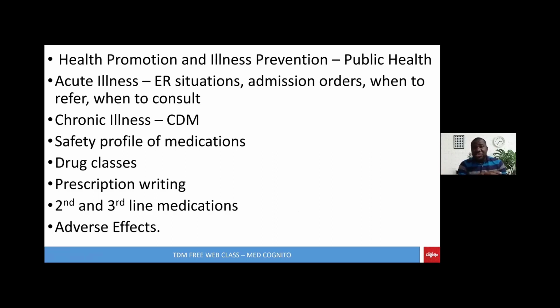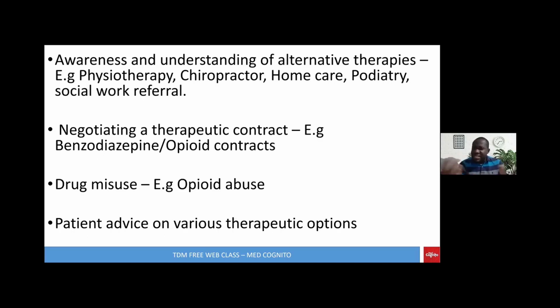All right. You're going to be assessed on chronic illnesses, your knowledge on chronic illnesses, the safety profile of medications, drug classes, your knowledge about how to write prescriptions, which are first line medications, second and third line, adverse effects, for example, your awareness and understanding of complementary and alternative medicine in Canada, herbal medication, etc. Allied practices like physiotherapy, chiropractor services, home care, podiatry, social work, etc. It will test you on things like negotiating a therapeutic contract, specifically opioids, benzos, etc., drug misuse, and also general knowledge on therapeutic options given any medical condition.